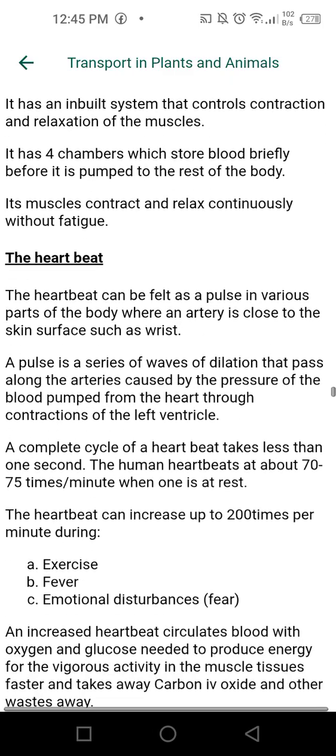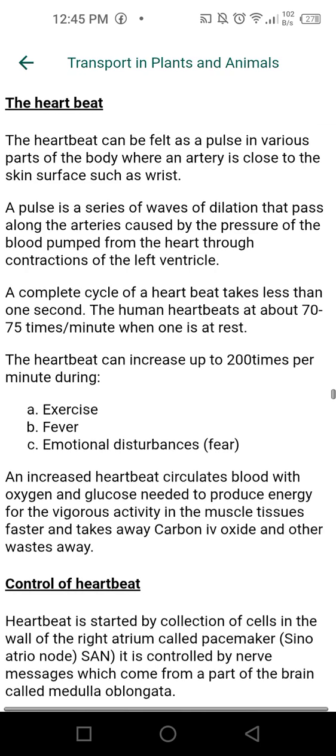The heartbeat. The heartbeat can be felt as a pulse in various parts of the body where an artery is close to the skin surface, such as the wrist. A pulse is a series of waves of dilation that pass along the arteries caused by the pressure of the blood pumped from the heart through contractions of the left ventricle. A complete cycle of a heartbeat takes less than 1 second.